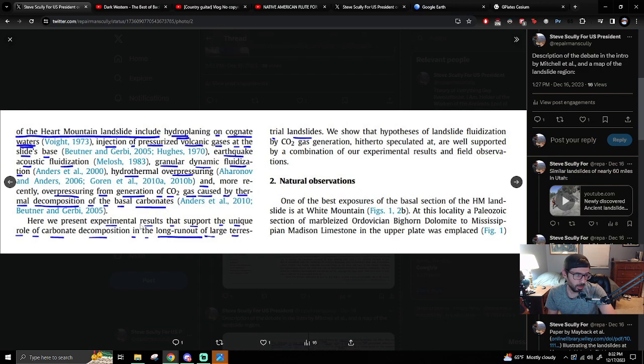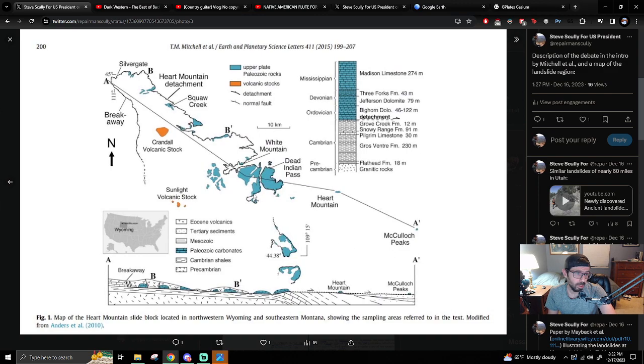Here we present experimental results that support the unique role of carbonate decomposition in the long runout of large terrestrial landslides. So I don't know if I went into this any further, honestly. Here's an image. So I wouldn't be surprised if there's some relationship, at least to CO2 production. Whether or not that's actually a major contributor, I would doubt it, when really the major contributor is the flood.